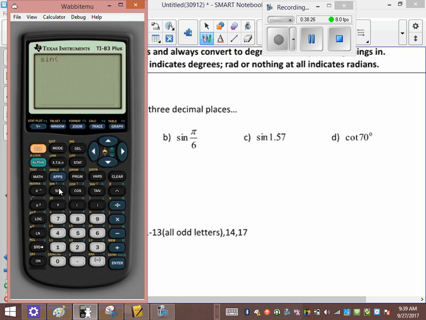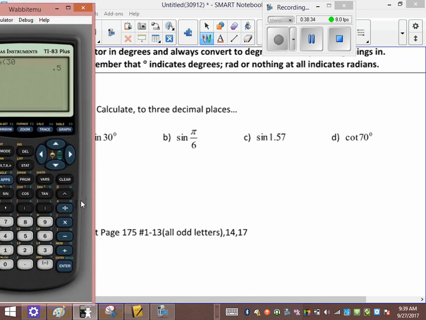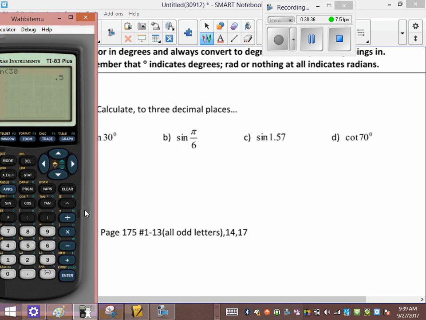The moment I hit the sine button, I think, what mode do I need to be in? Oh, I already changed it. Good. 30. Enter. And they went to 3 decimal places. So it's 0.500.